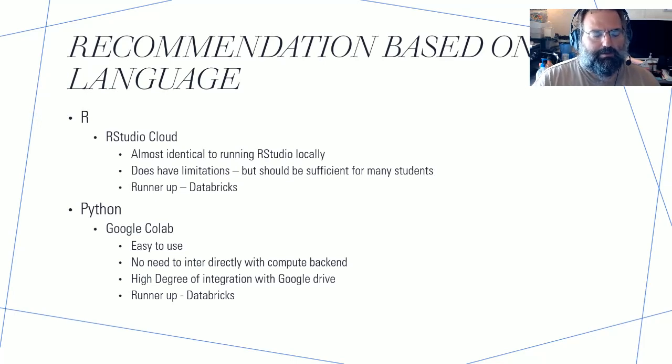Google Colab is not bad, but it's a little less mature in my mind. In Python, I would probably recommend Google Colab if you were going to do something online. It's really easy to use. You don't have to deal with the back end yourself. It just kind of magically happens. Highly integrated with the Google ecosystem, so it's pretty easy to get stuff off your drive if you have one. A backup to that would be Databricks as well, because it is very robust on Python. The reason that I would put Colab ahead of it is that you don't have to do some of the weirdness you have to do to get access to the data that you might inside of Databricks.